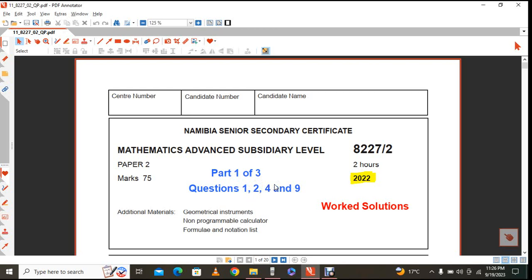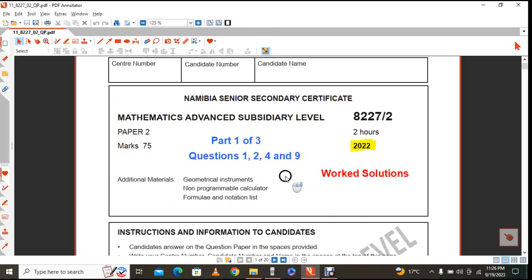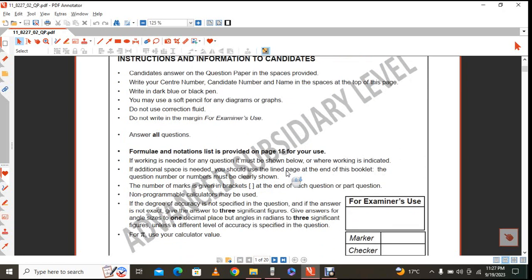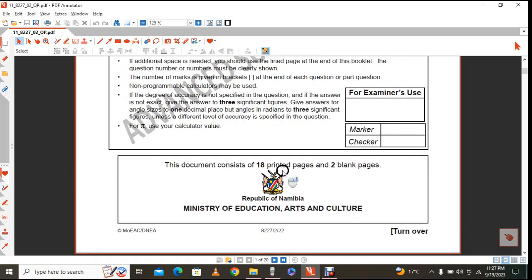Make sure that you are familiar with the instructions as far as the examination is concerned, especially with the degree of accuracy that you are supposed to follow. If the answer is not exact, you give your answers to 3 significant figures. When you are dealing with angle sizes in degrees, it's 1 decimal place. But angles in radians are supposed to be given to 3 significant figures unless you're given a different level of accuracy in the question. Let's get right to it.